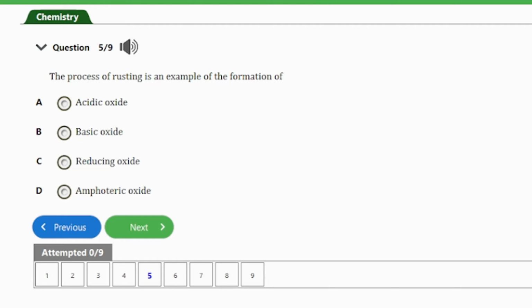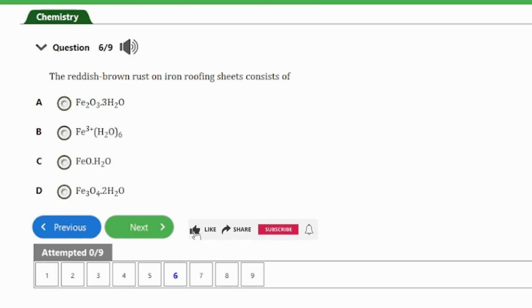So guys, the answer to this question is option A here, and that's acidic oxide. So rusting is the corrosion of iron or steel due to exposure to oxygen and moisture in the air. So this will result in the formation of an iron oxide. So that's usually iron 3 oxide, and this is an example of an acidic oxide. So let's consider the next question, guys.